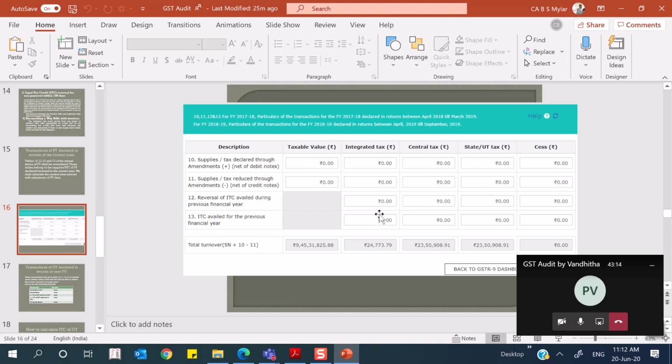Then we should add here supplies, in table 10, tax declared through amendments plus net of debit notes. We should add here if you are paying more tax, if you are paying invoices in 18-19. In table 11, if you missed some purchase bills or credit notes in 17-18 and now you have adjusted them in 18-19, then you should mention them in 11. And reversal of ITC in table 12. ITC availed for the previous financial year.